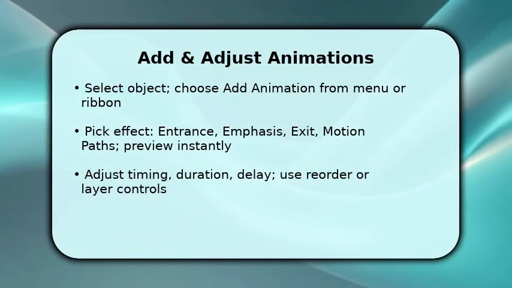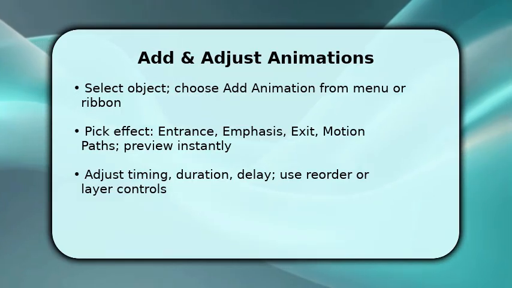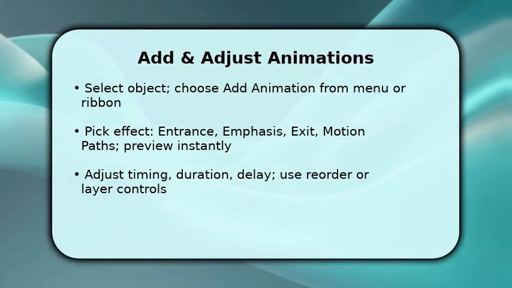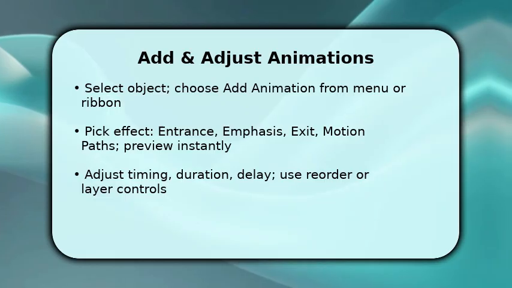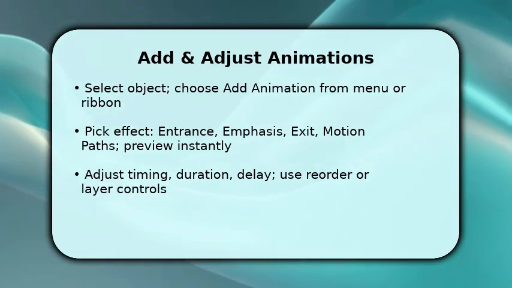You now select the object and tap Add Animation in the toolbar. This is where you choose entrance, emphasis, exit, or motion path effects. Then preview immediately to check flow. Phone previews mirror slide show behavior.